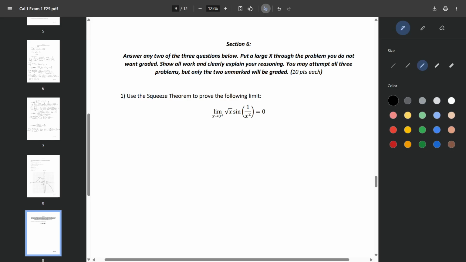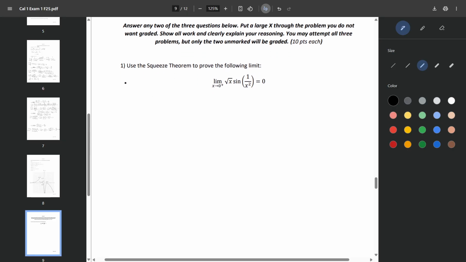Alright, this video is for exam 1, page 9, section 6, and we'll be starting right now. Use the squeeze theorem to prove the following limit.